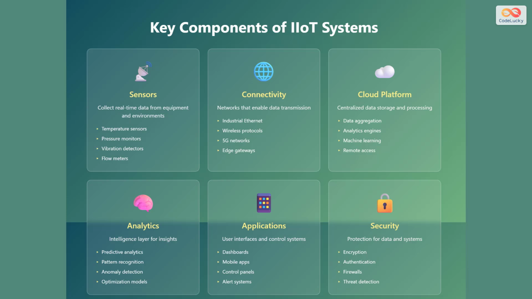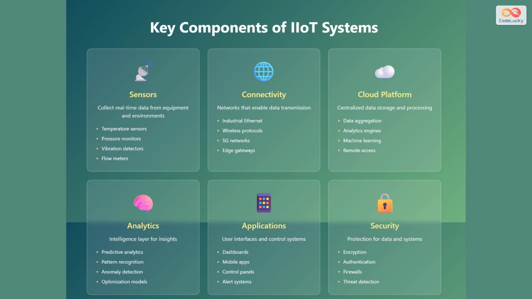IIoT systems are built on 6 key components working together seamlessly. First, sensors collect real-time data from equipment and environments, including temperature, pressure, vibration, and flow measurements. Second, connectivity networks enable data transmission through industrial Ethernet, wireless protocols, 5G networks, and edge gateways. Third, cloud platforms provide centralized data storage and processing with aggregation, analytics engines, machine learning, and remote access capabilities.